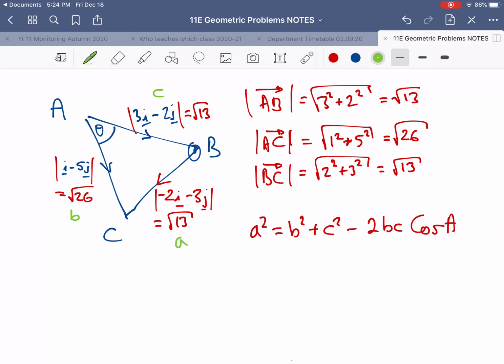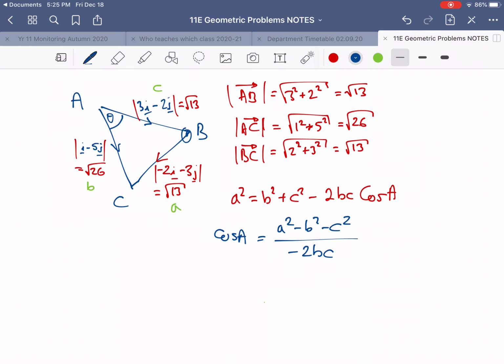But what I'm going to do is just rearrange this, first of all, to get cos theta by itself. So I'm going to subtract those from both sides. So a squared minus b squared minus c squared. And then I'm going to divide by negative 2bc. And that leaves me with cos A. So cos A is that.